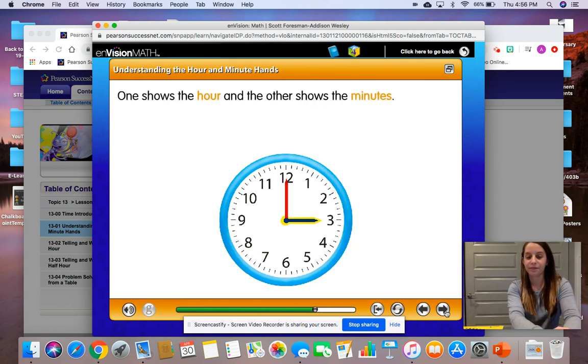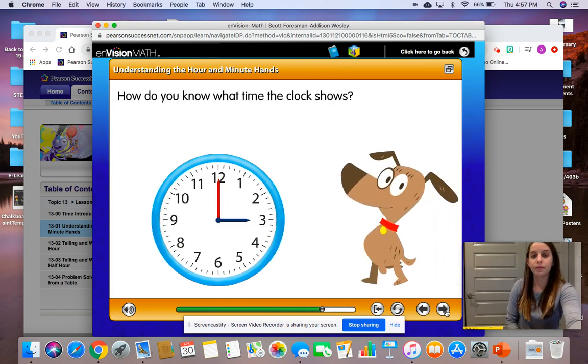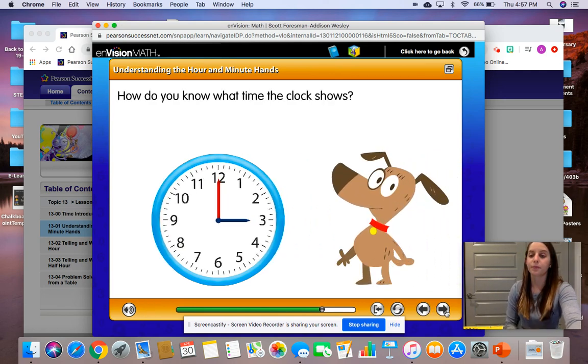One shows the hour, and the other shows the minutes. Which is what we pointed out before. So it's important to know the difference between the 2 hands to help us to be able to tell the time. How do you know what time the clock shows? Well, that's what we're going to learn today.